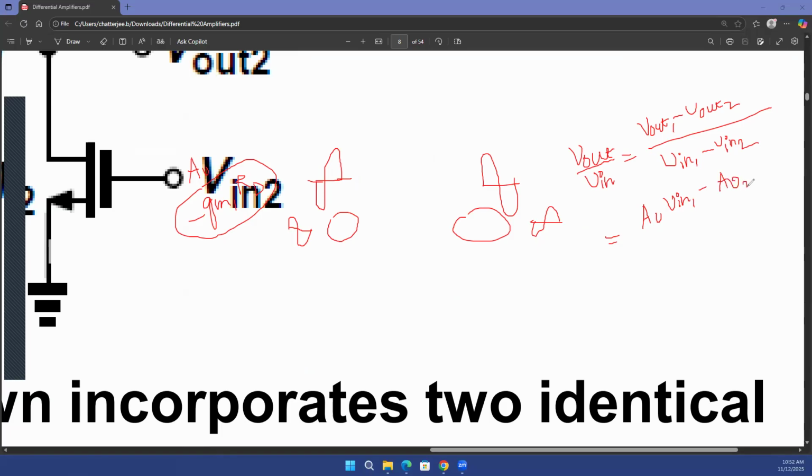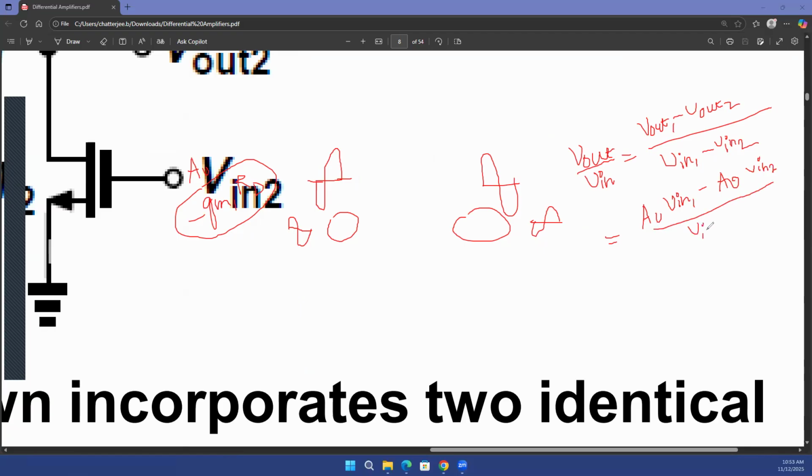Why are both the gains equal? Because if we assume the GM of the two transistors are equal and the resistances on the two branches are equal, then the gains will also be equal because GM RD will be equal for left side and right side because they are identical. So AV times V in 1 minus AV times V in 2, divided by V in 1 minus V in 2.